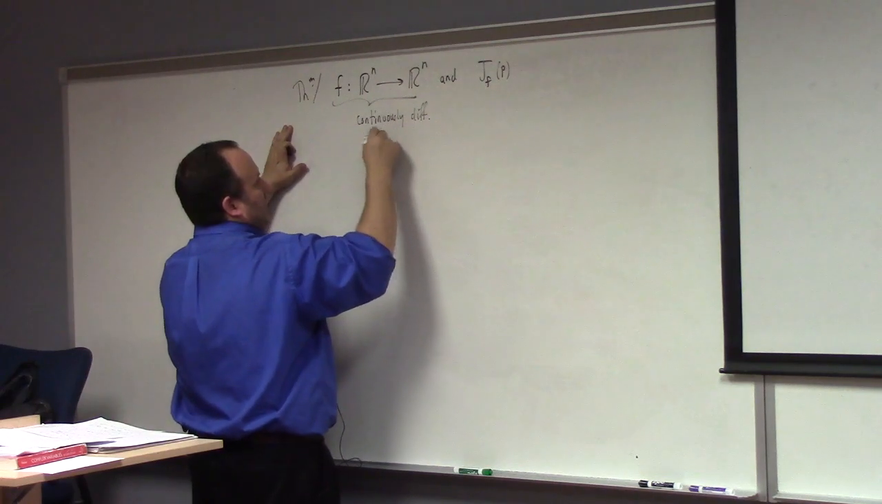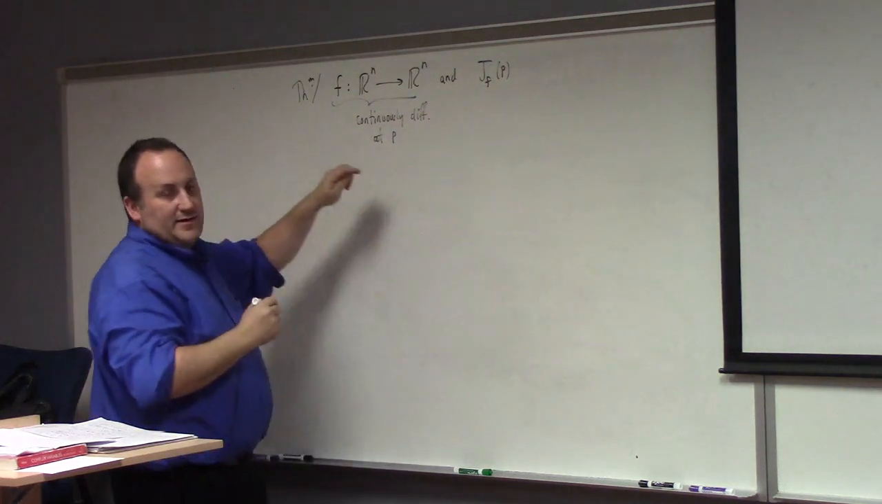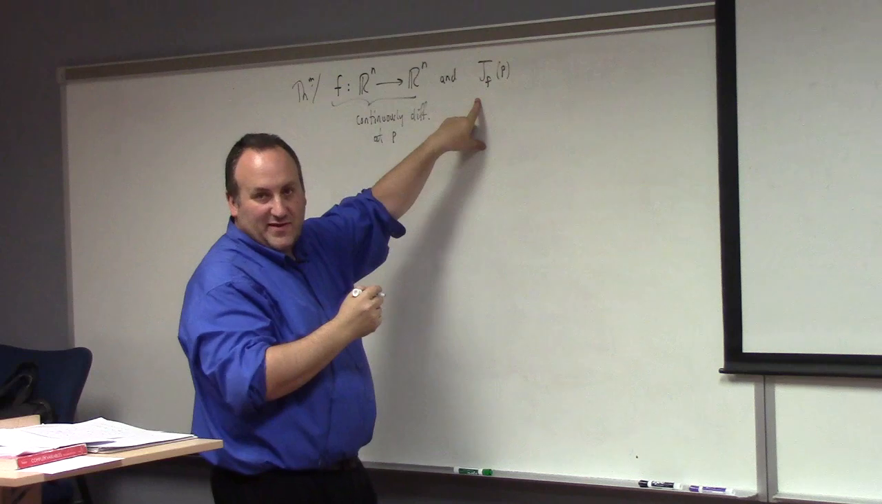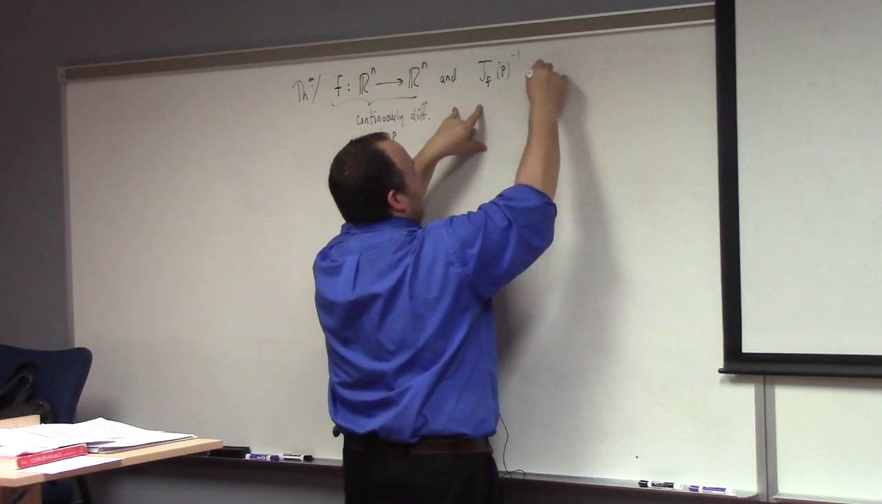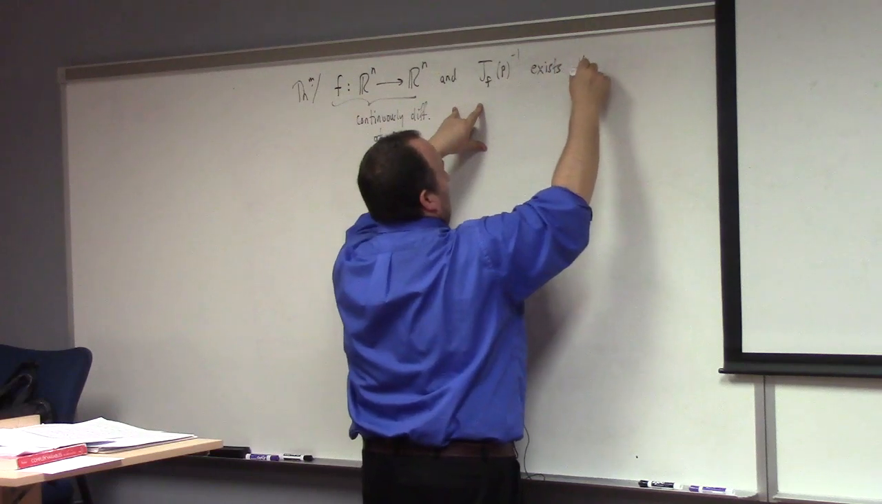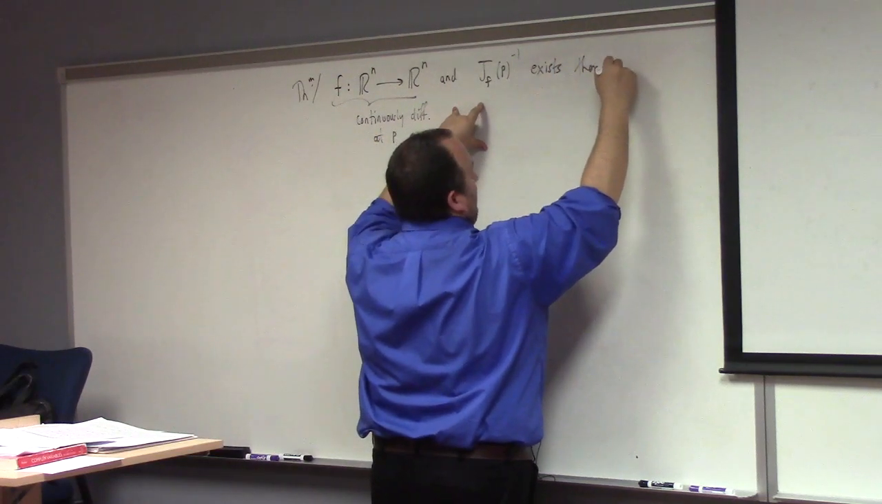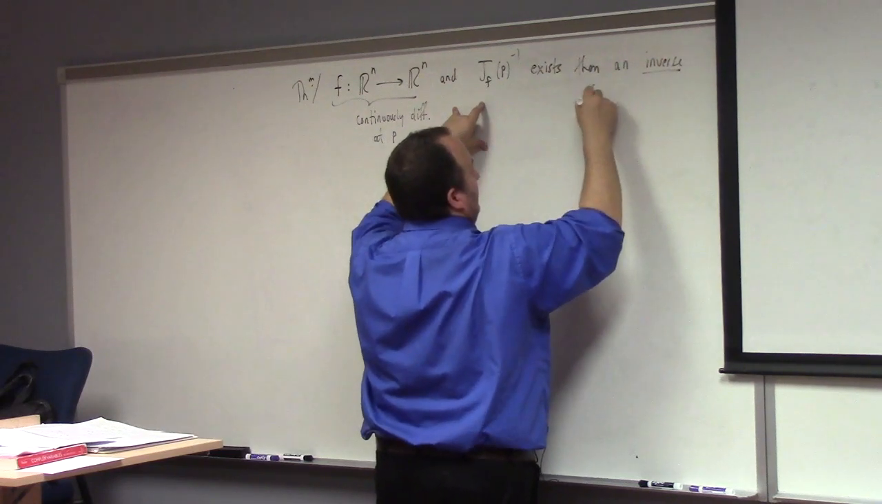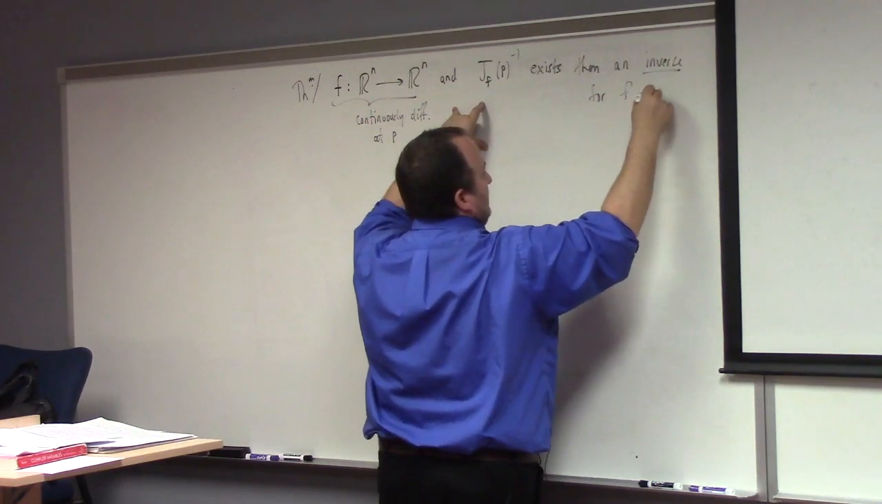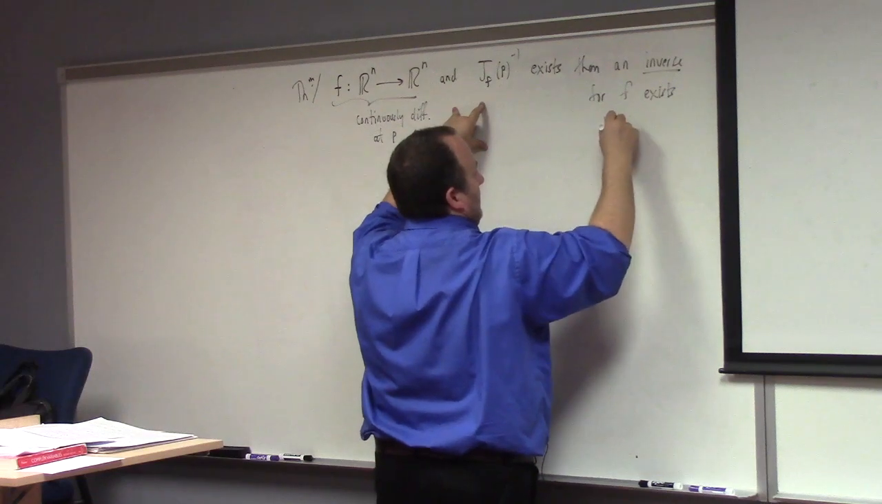Continuously differentiable at p, all right? And if the Jacobian of f, its inverse, exists, then an inverse for f exists near p.